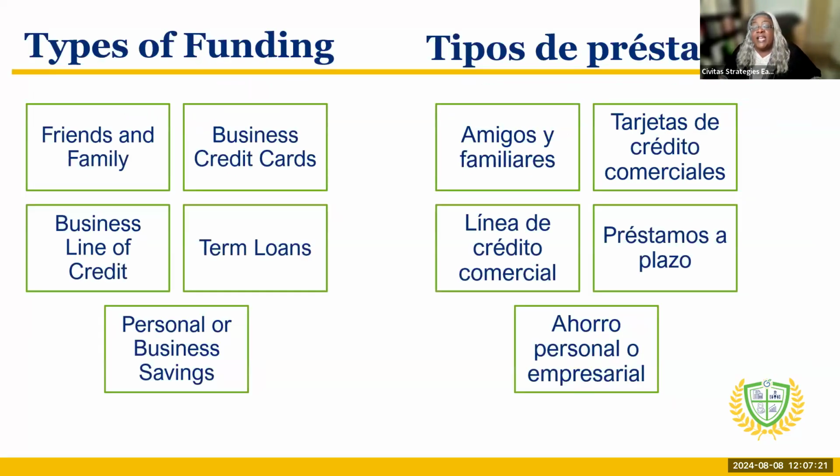So here are the most common types of funding for your expansion. First is assessing any funds that you have saved and put aside for your business. Then you have other options such as utilizing friends and family, business credit cards, business lines of credit, and lastly, term loans. So let's look at each of these a little closer.